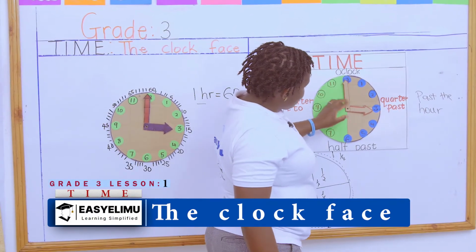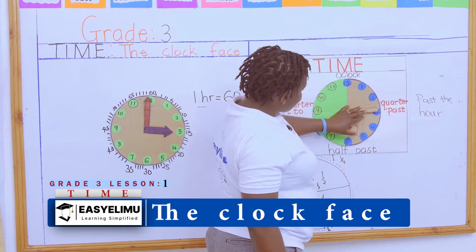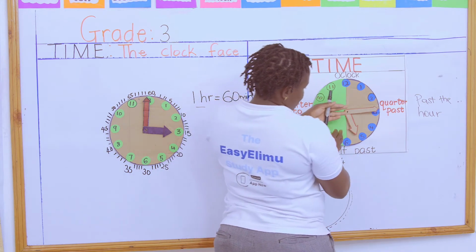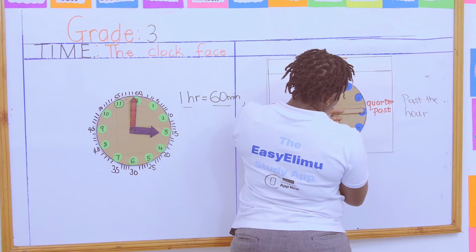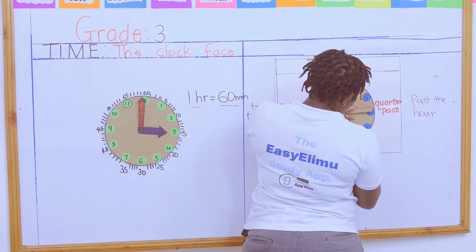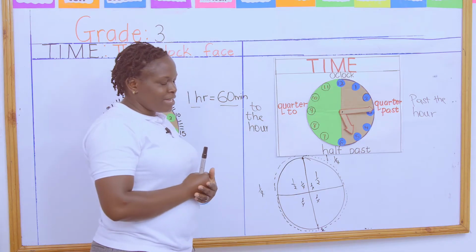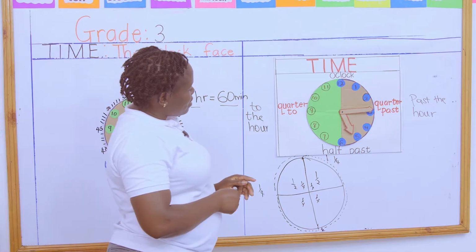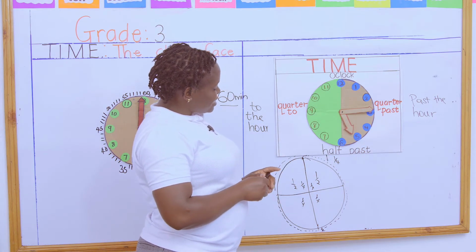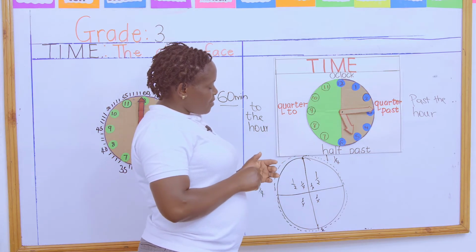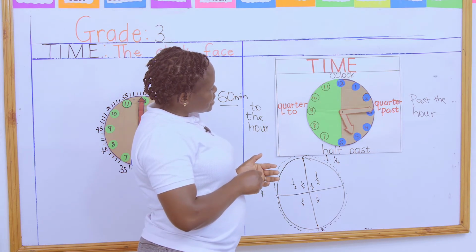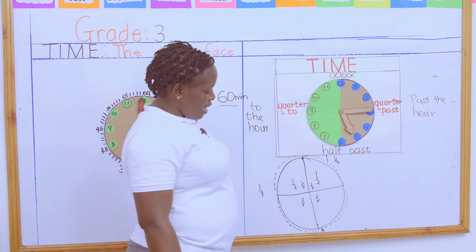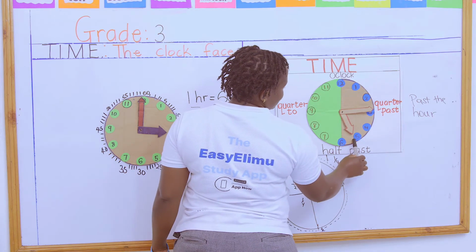Now, assuming that my clock face, my long hand is at 3 and my short hand is almost just next to 5. It has just passed 5 a little. What can you say that time is? You will say it is 15 minutes past 5. That's saying past the hour. What is the time? It is 15 minutes past the hour. So it is past 5.